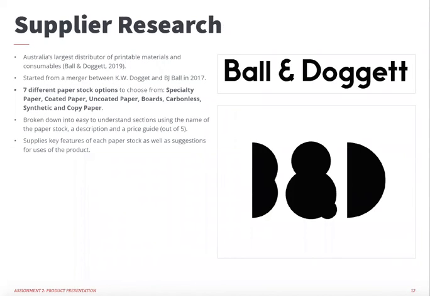The supplier of paper stock I've researched is Ball & Doggett, which was formerly KW Doggett before merging with the company BJ Ball. On the website, they provide 7 different paper options, each with a large variety of stock. These include specialty paper, coated paper, uncoated paper, boards, carbonless, which transfers information written onto the pages beneath it, such as in a receipt book, synthetic, which uses synthetic resin derived from petroleum to be more durable like plastic, but feel and print like traditional paper, and copy paper.